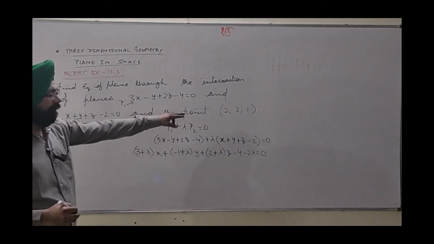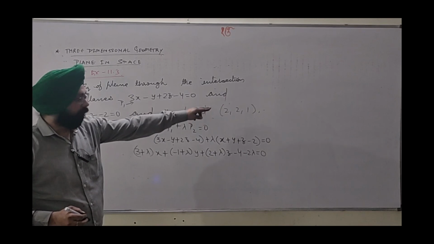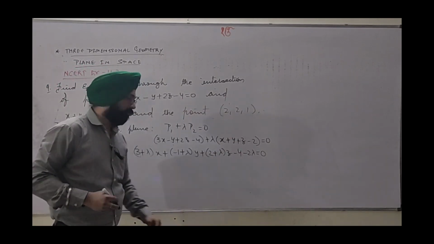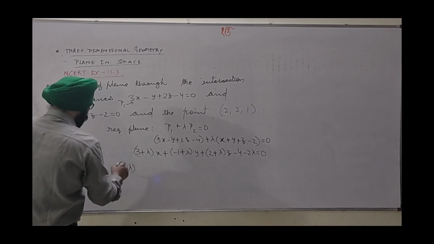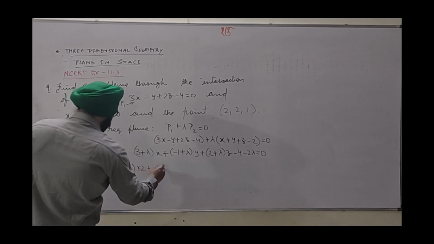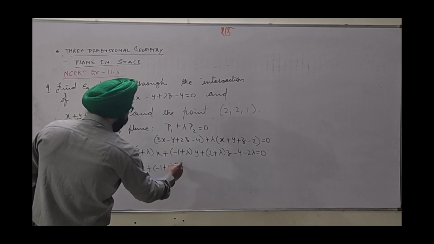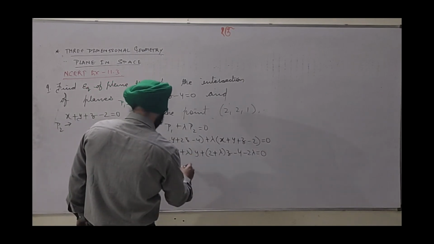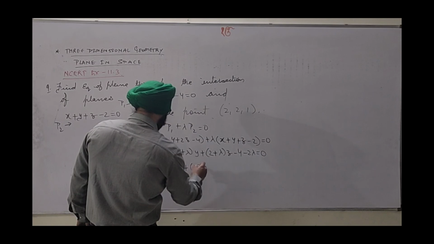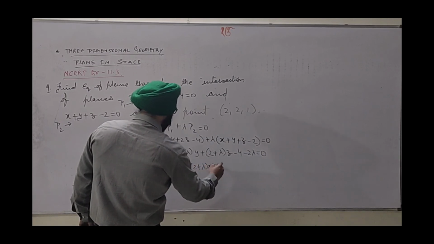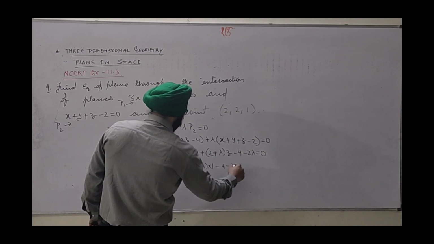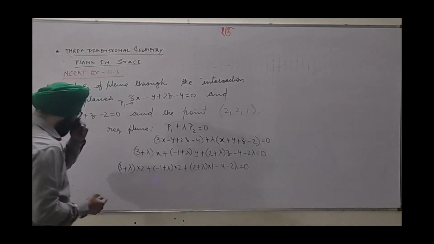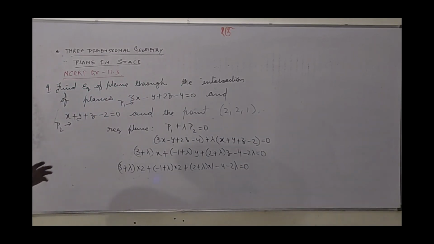Since this plane passes through point 2, 2, 1, these are the values of x, y, z. So therefore, we can put these values here to find lambda. Okay, now this equation converts completely in terms of lambda.